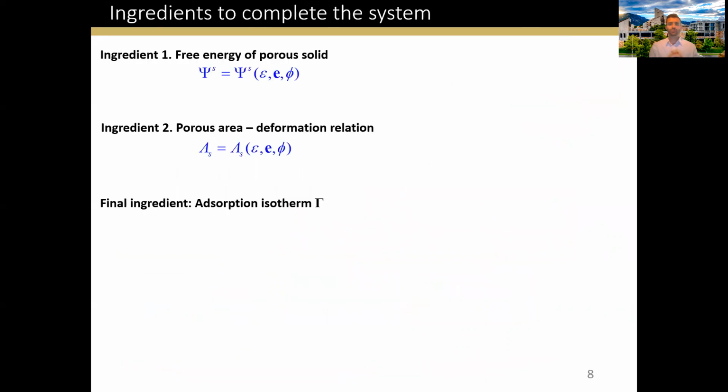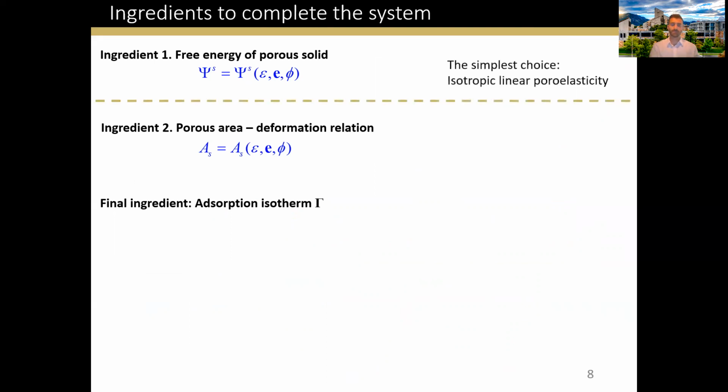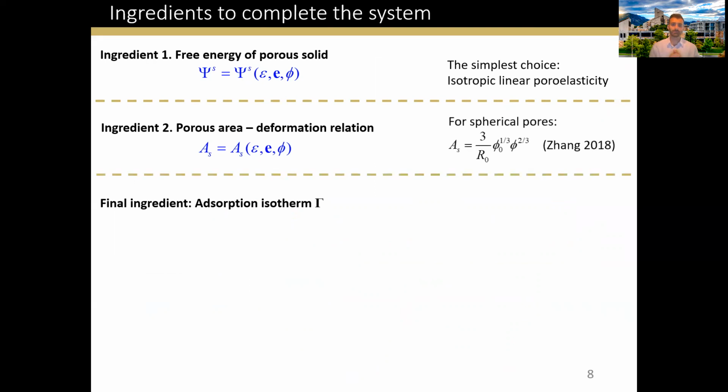Okay, so to complete our system and test our theory, we need a couple of ingredients. The first one is the free energy of the porous solid, for which we select the most simple case, isotropic linear pore elasticity. The next ingredient is a relationship between the pore area and the deformation variables. For that, we use the spherical pore model. The final ingredient is the adsorption isotherm, and as you may recall, this defines our surface forces. So it is a key to the behavior of our model.